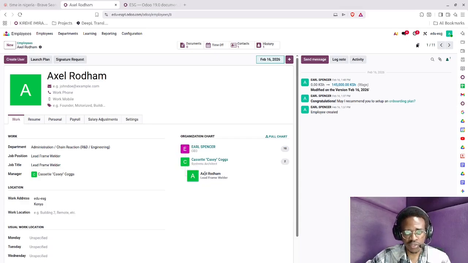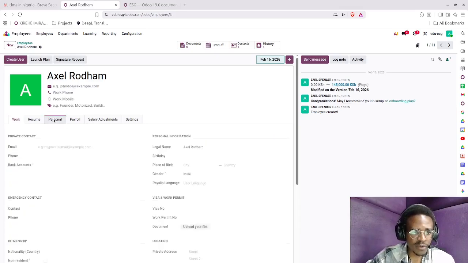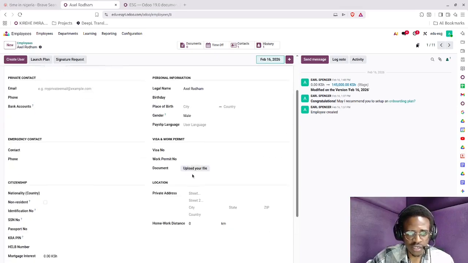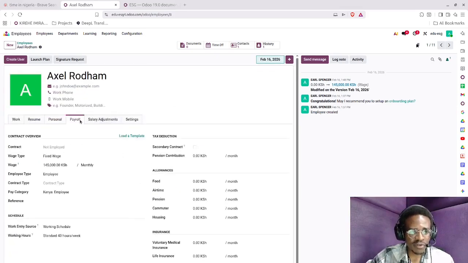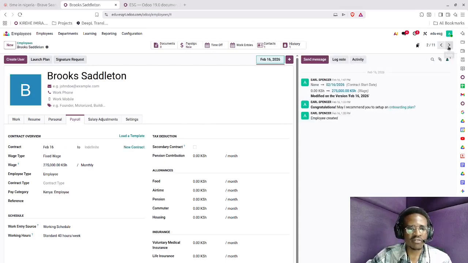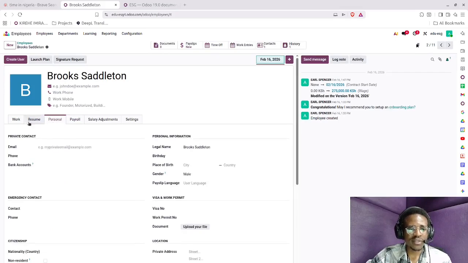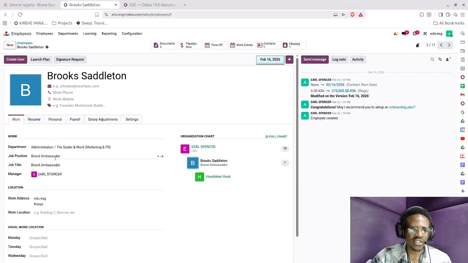And on this side, you can see an organizational chart where here is a CEO, here is a systems architect, this is a person in charge of R&D, and then you have Axel Rodham right here. If I go to personal, I'll see the gender, that's what you need. And then if I go to payroll, you can see their salary is already calculated. So those are the crucial elements you'll need for everyone. So payroll data, you'll need personal data, and you'll also need structure.